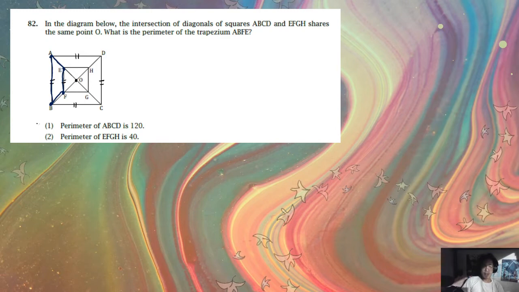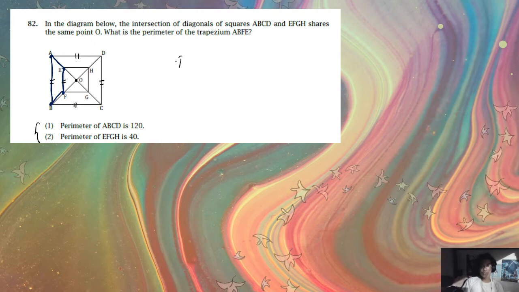So we'll need to combine these two evidences, these two given information that we have, in order to solve for the perimeter of trapezium ABFE. So how are we going to solve this? So for the first part, since both of them are squares, ABCD is a square, and EFGH is also a square, let's try to find their side measurements.